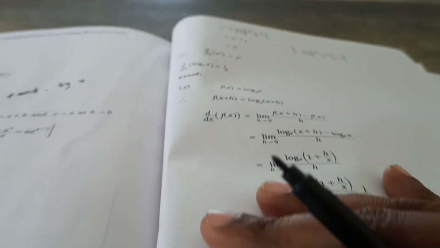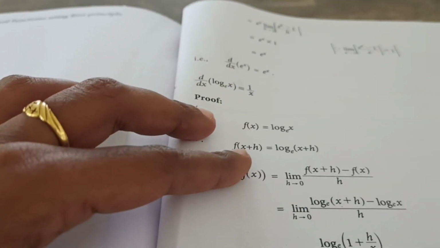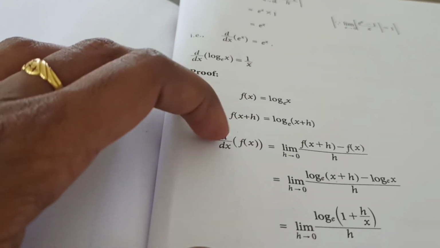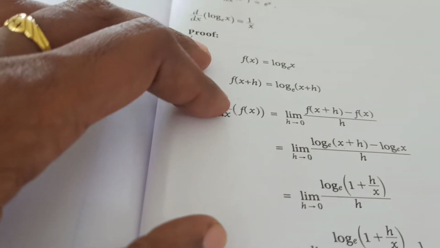Next one, d by dx of log base e of x equal to 1 by x. Okay, so f of x is equal to log x. We are taking f of x plus h, which means in the place of x you need to substitute x plus h. Next use the formula.